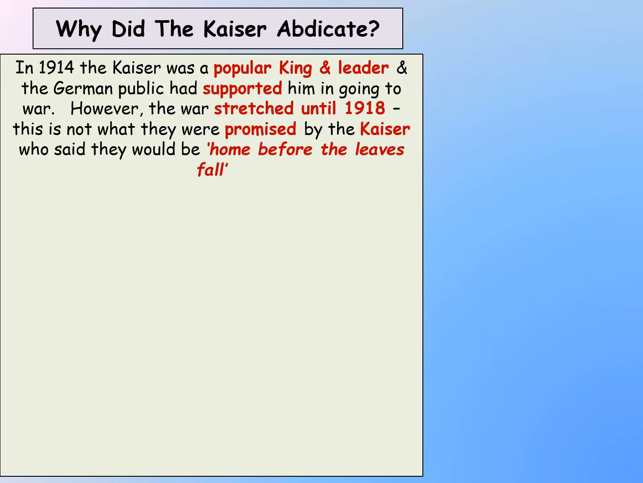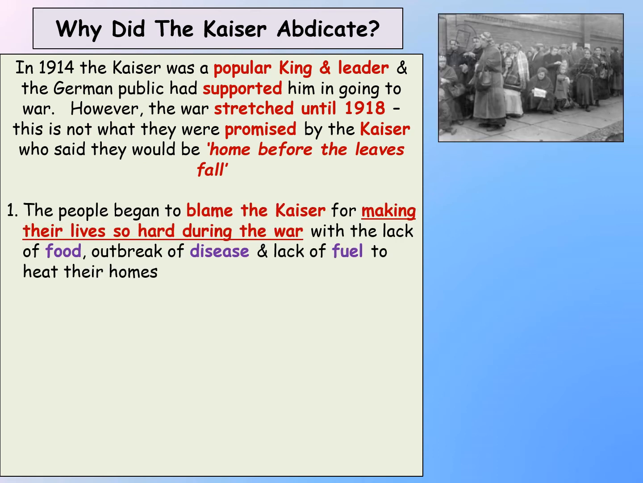So we know that in 1914 he was a popular king and leader. The German public had supported him going into war, but by 1918 everything he'd promised was not actually appearing, so they would basically have to get rid of him. The Kaiser, who said they'd be home before the leaves fall, was not acting like the Kaiser they knew and loved, so it was time for him to go. So we're going to add these bits of detail.